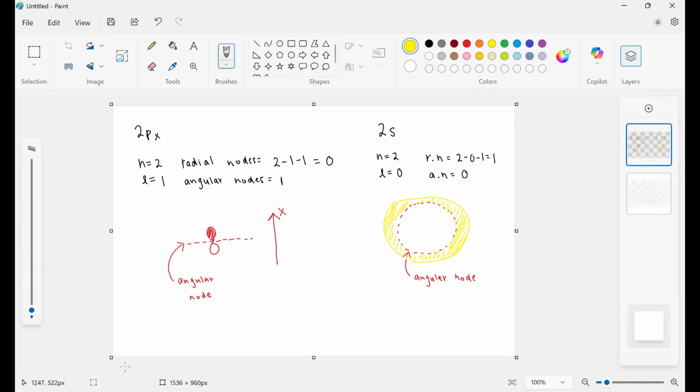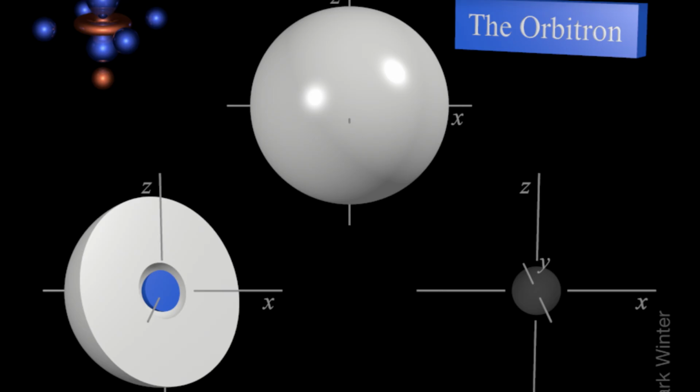If we look again at the Orbitron, this gives you a much better idea of what 2s actually looks like in 3D space. You can see there's a spherical empty space between the gray area and the blue area, and this empty space essentially represents the radial node. It's where the electrons physically cannot exist.